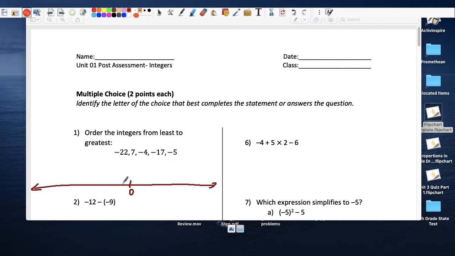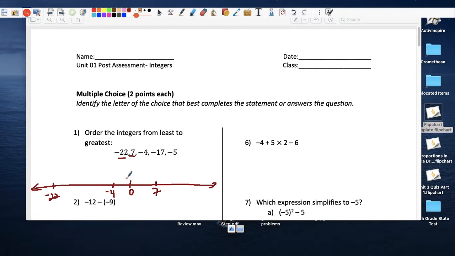So here's 0. I mean, let's put negative 22 over here. Right, negative 1, 2, 3, 4, 5. So negative 22 is here. 7 will be to the right of 0 because it's positive. 1, 2, 3, 4, 5, 6, 7. About right there. Negative 4 is negative, so it's to the left of 0. 1, 2, 3, 4. So here's negative 4.